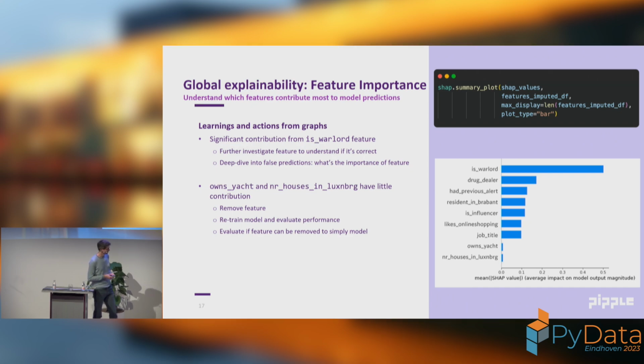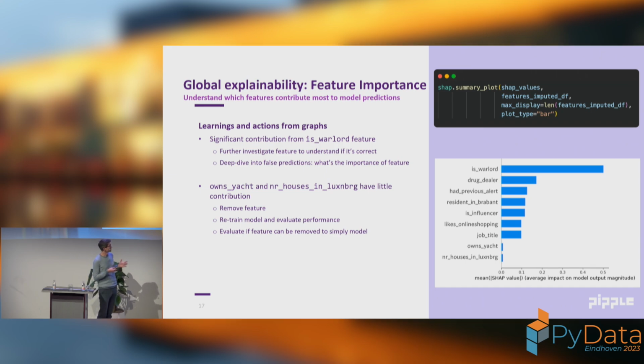And secondly, if we look at the last two features, if someone owns a yacht or has one or multiple houses in Luxembourg, apparently this has almost no contribution to the model output. And then you can use this to really decide, for example, do we want to keep these features? You could kick them out of your model, retrain it, evaluate the performance, and then possibly make your model simpler, which, at least for us, having a model in production is quite important to have the simplest possible model.